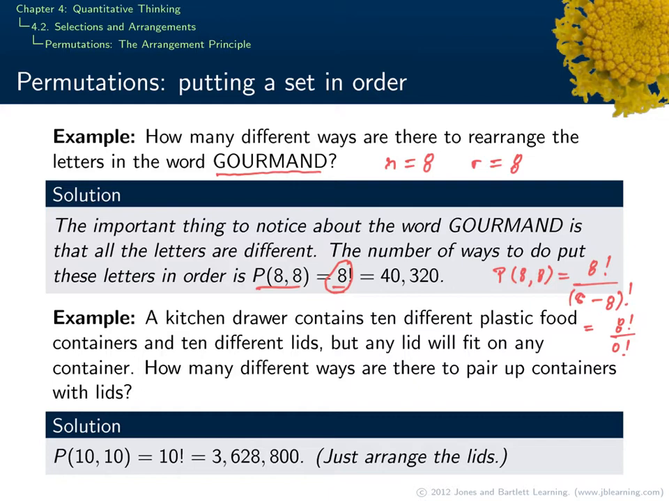Right, it's merely a matter of arranging the lids among those 10 containers. So I've got 10 lids that I'm selecting from, and I'm putting them in 10 slots. So the number is P(10,10), which, as we saw in the previous example, is just 10 factorial. So it's about 3.6 million ways to arrange those lids.